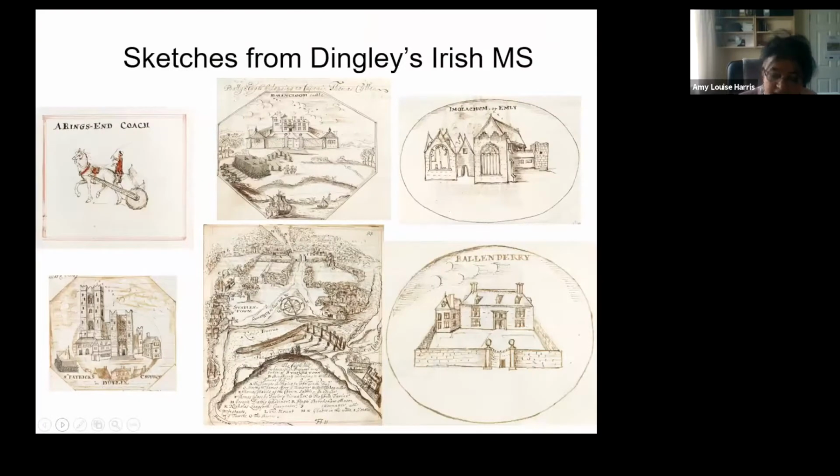Dingley also sketched many other things, and I decided to show you what other illustrations you will find in his manuscript. You'll have pictures of houses, churches, scenery, as well as the only known depiction of a Ringsend coach, which brought passengers from ships where they arrived in Dublin across the Strand into Dublin.